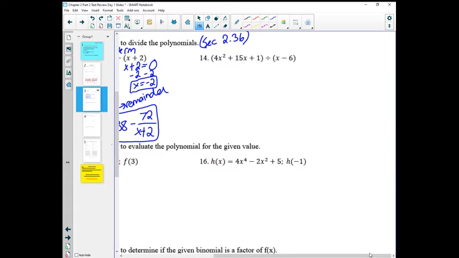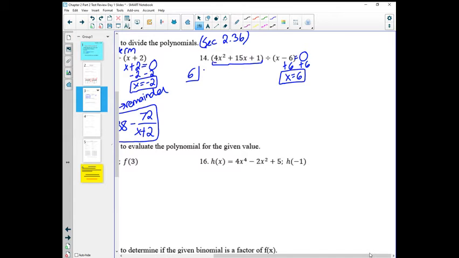On question 14, we're doing the same thing. We're going to divide using synthetic division. You'll notice that we are not missing any terms this time. So let's go ahead and divide. First, whatever you're dividing by, we're going to set equal to 0. Add 6. So x equals 6. Now I'm going to come over here and use that for synthetic division.